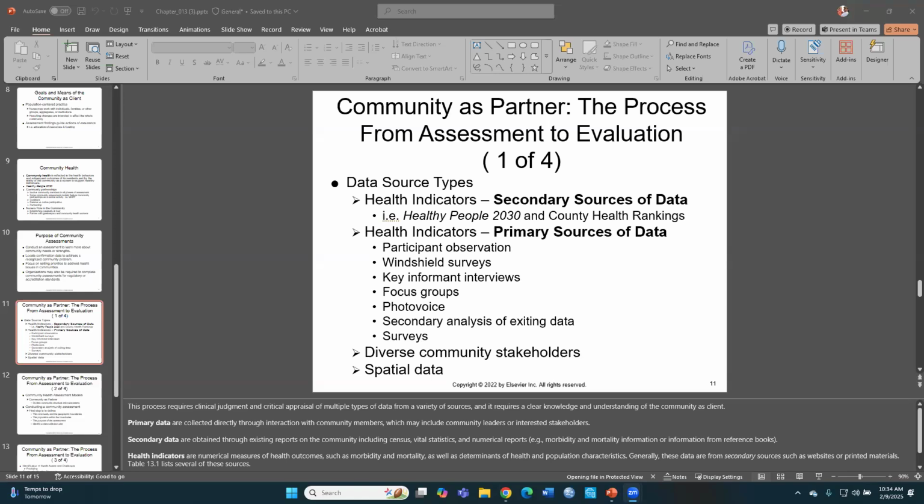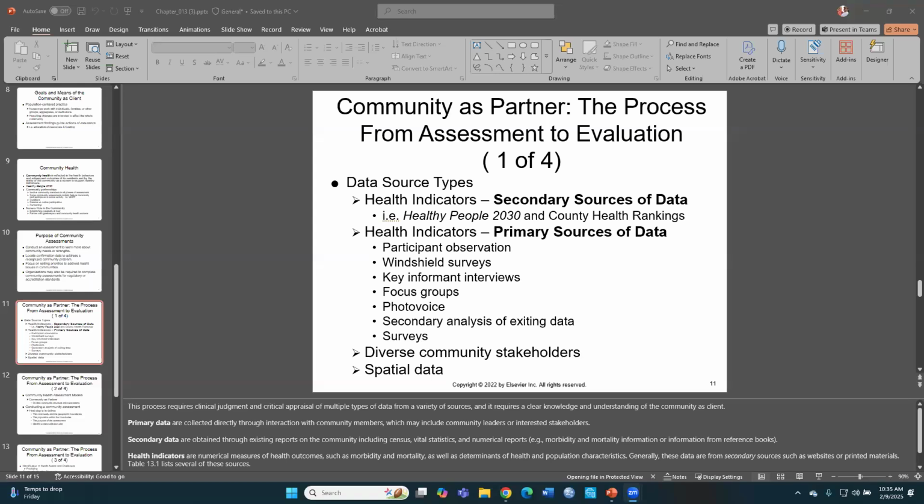And we'll talk about what a windshield survey is in just a second. Focus groups, we can do secondary analysis, we can do surveys, like I said. A focus group is like an interview where you're looking with small groups, you're asking those open-ended questions, right? We know that in nursing, those open-ended questions are going to elicit a little bit more information than the simple yes or no questions.